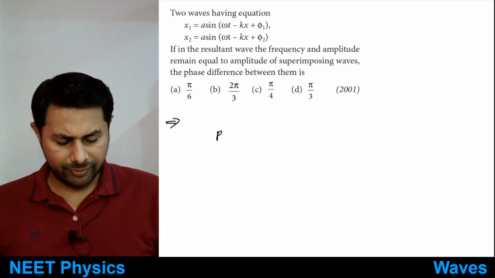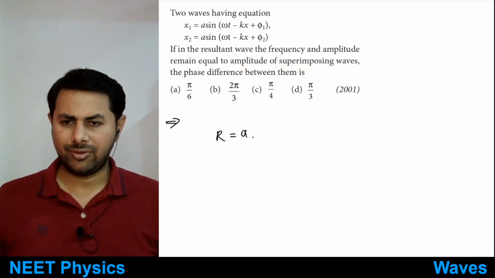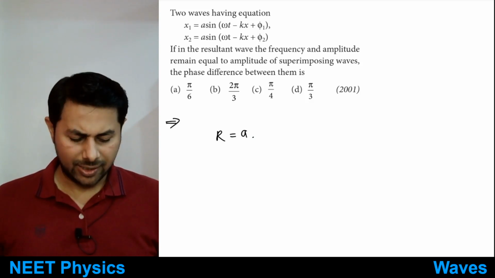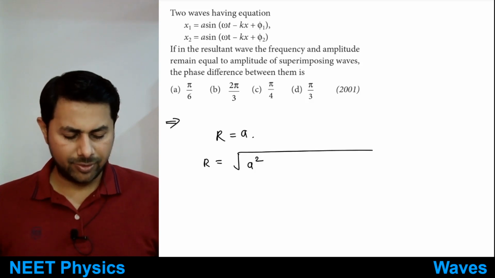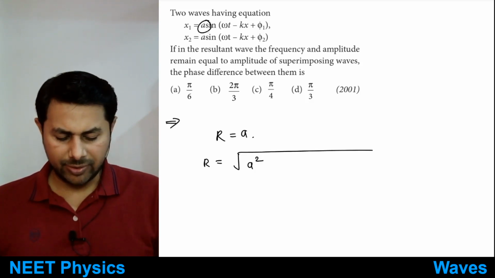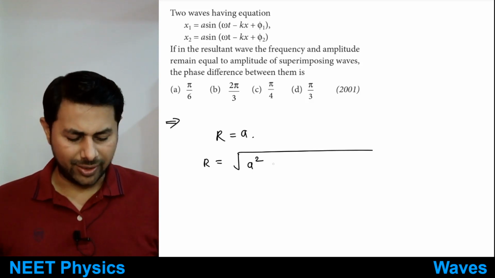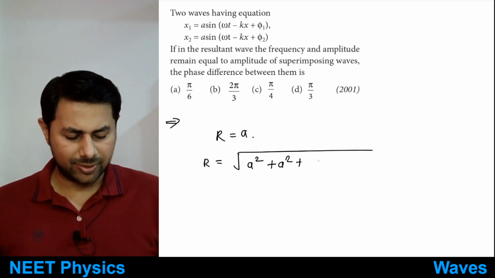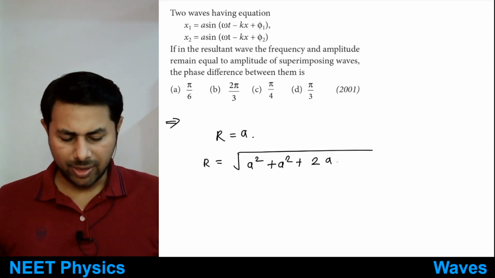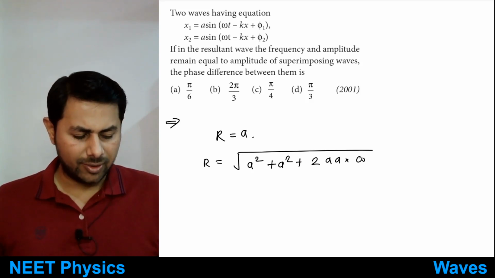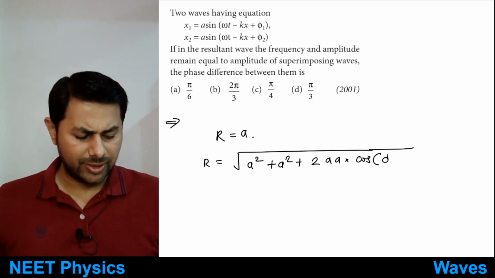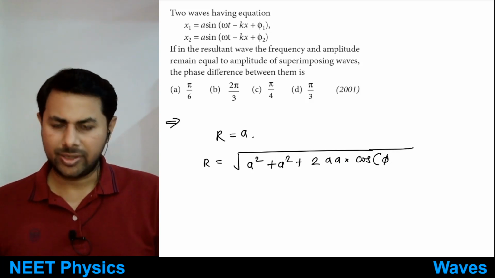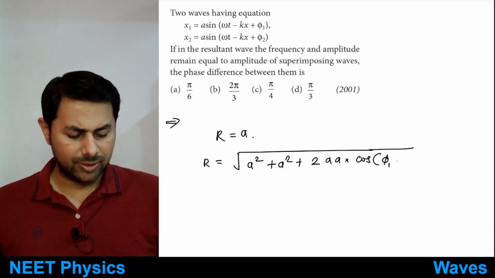That means R is equal to A, this is given. Then what is R? We know that R is equal to the square root of the amplitude of the first wave squared, that is A1 square, which is A square, plus 2 times A multiplied by A cos of the phase difference between them. What is the phase difference? The phase of the first one is phi 1, the phase of the second one is phi 2, so it is phi 1 minus phi 2.